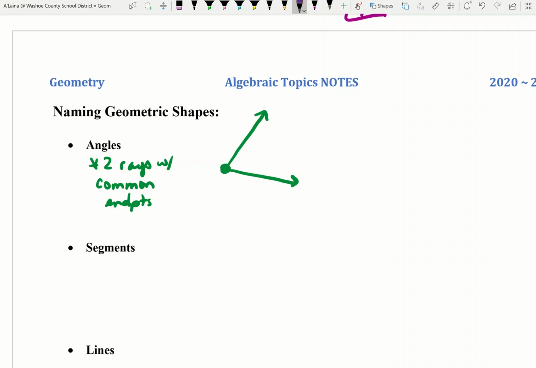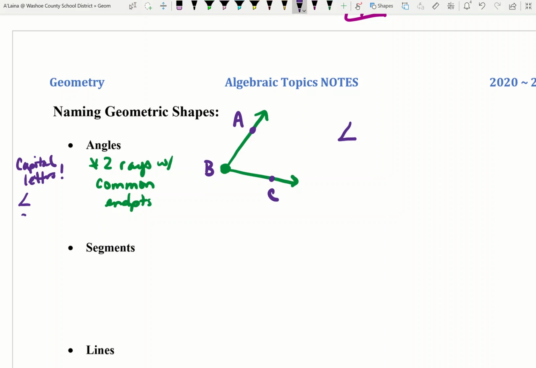I'm going to go ahead and label a couple points on this angle. When you name an angle, you are going to use the symbol for an angle. It kind of looks like an L, like that. You must always use the symbol for an angle before you name it. You must also use capital letters only when you name an angle. So you have to use capital letters and you have to use the angle symbol.